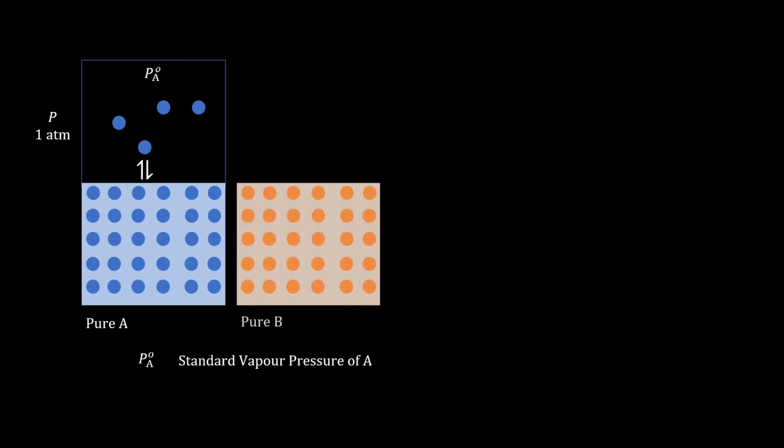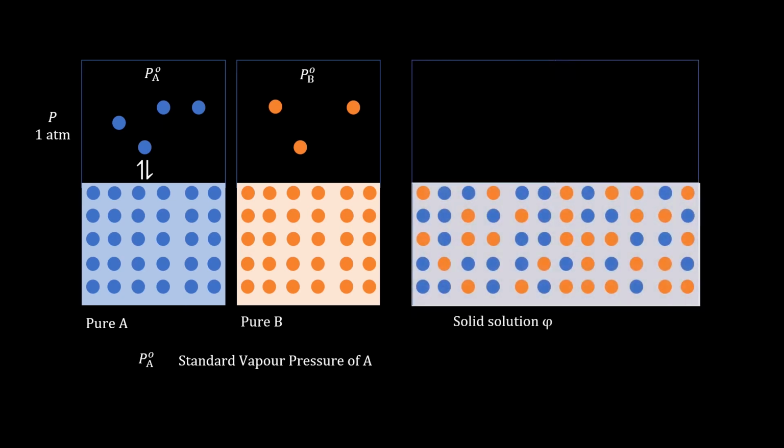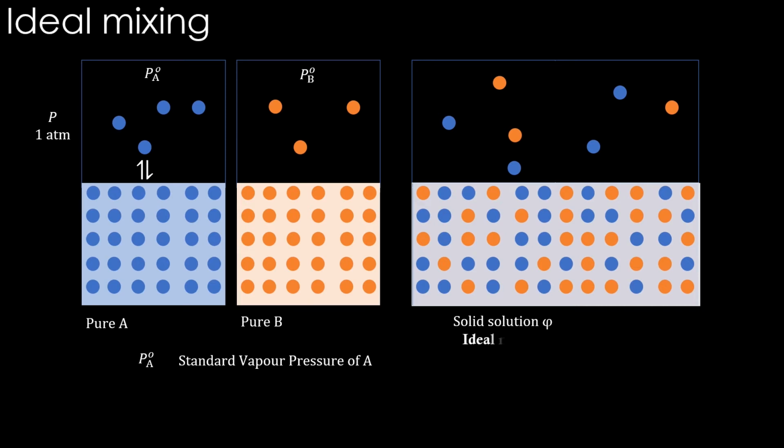Similarly, we can consider another solid B. 3 of its vapor atoms are exerting its standard partial vapor pressure. Fine. Now let's say these A and B atoms form a single solid solution phi. Let's say on top of it, the same number of A and B vapor atoms are present. If this is the case, then we can say this is ideal mixing between A and B, and the solid solution is called the ideal solid solution.